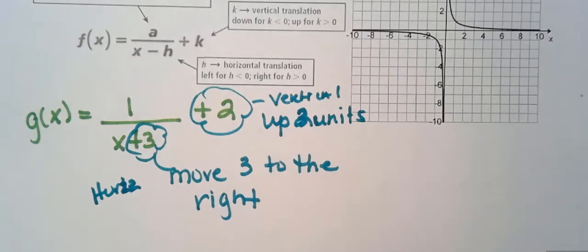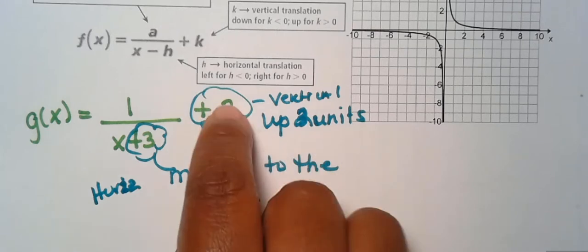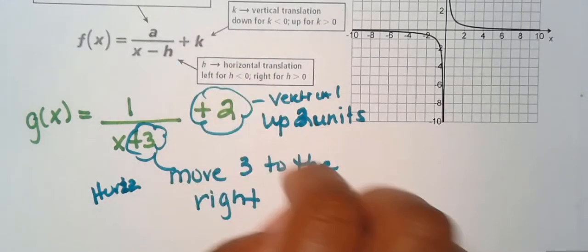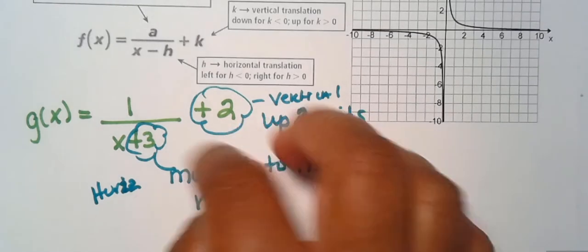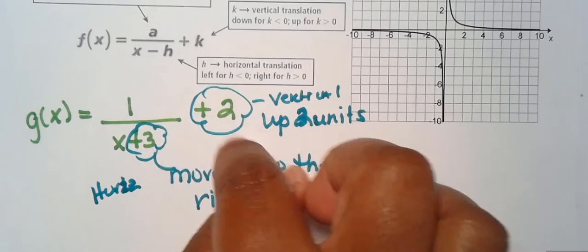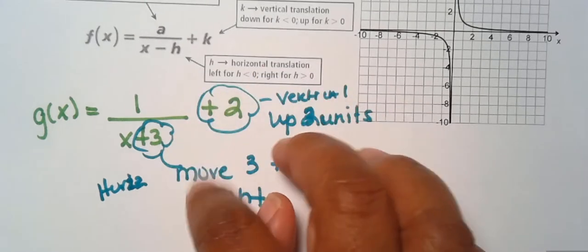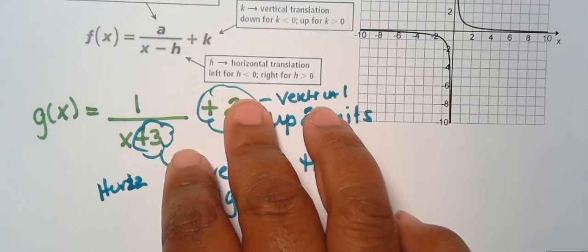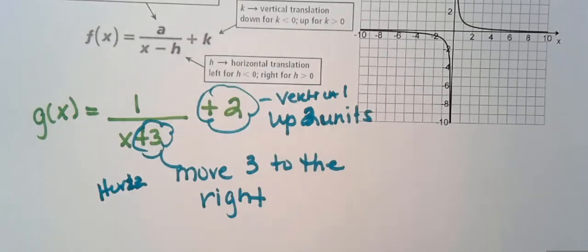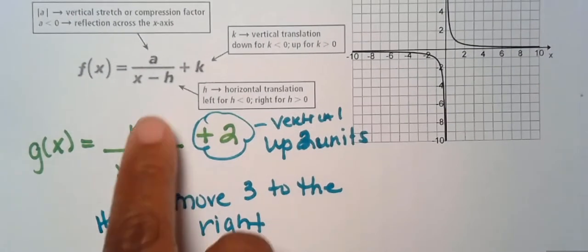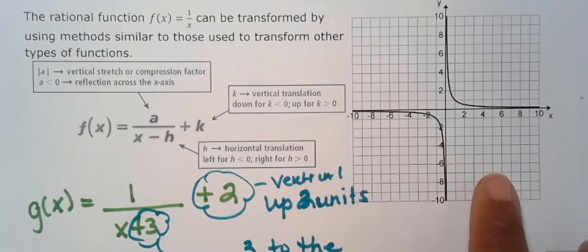I'm not camping out in this section. It's just that I definitely want to briefly talk about how you transform a rational function. And just knowing these three methods, especially the last two, the vertical shift and horizontal shift, I'm good to go. But just so that you understand what it means and also what the graph looks like.